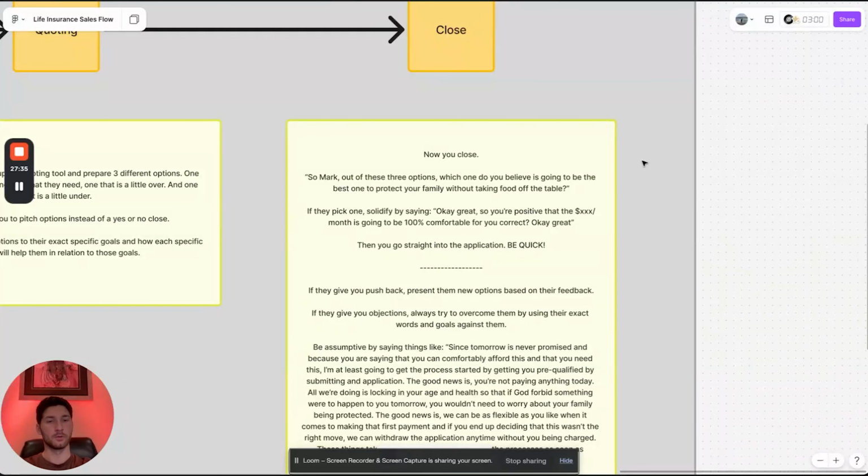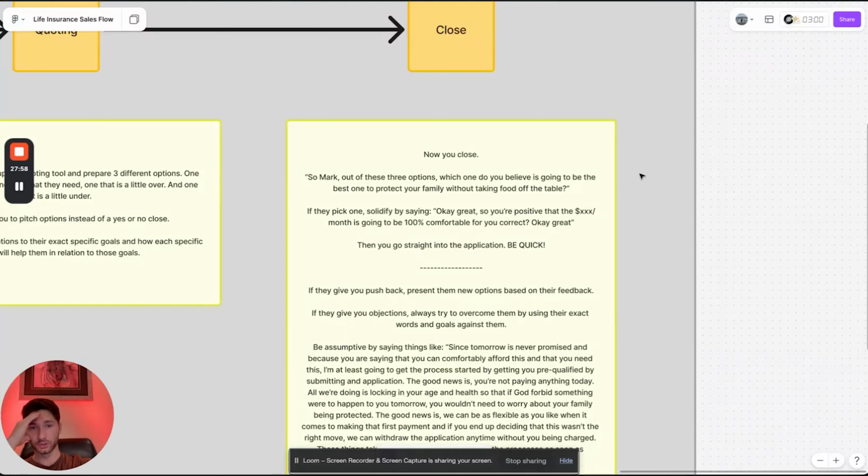You say, okay, so based on your feedback, based on what you told me, I built X and Y, for this amount and this amount. And then again, you pitch it the same way. Is this one or this one more comfortable for you? You don't say, do any of these work? You pitch it as options, not yes or no, because no is way easier to say than an explanation of why these won't work for them after they just told you why they need it.